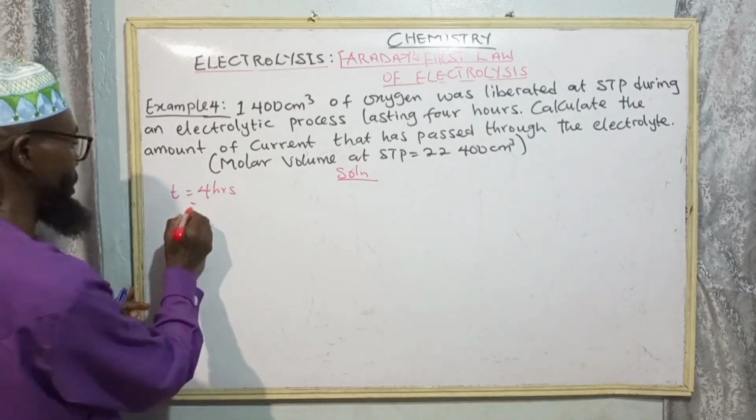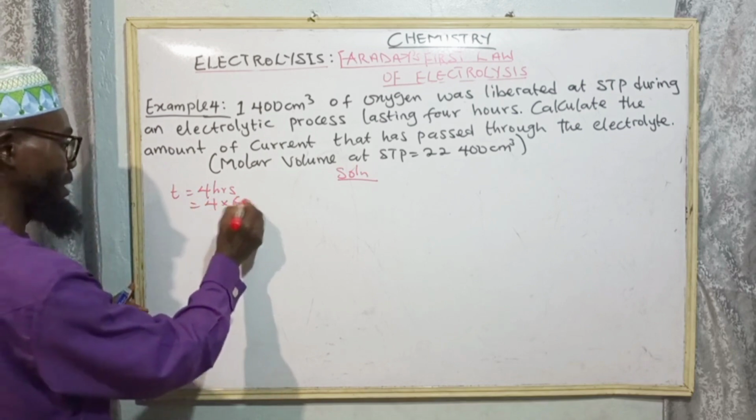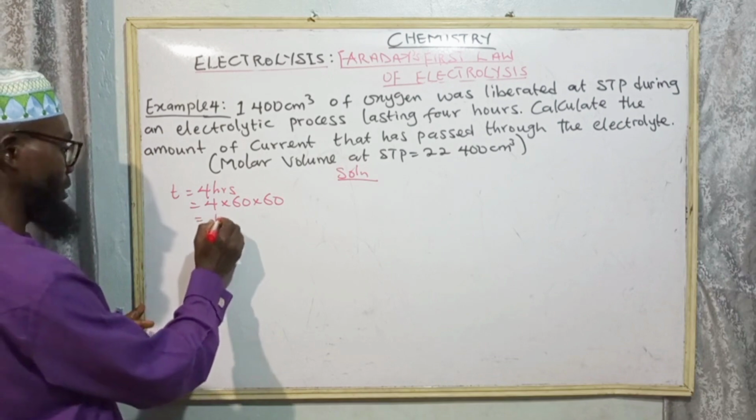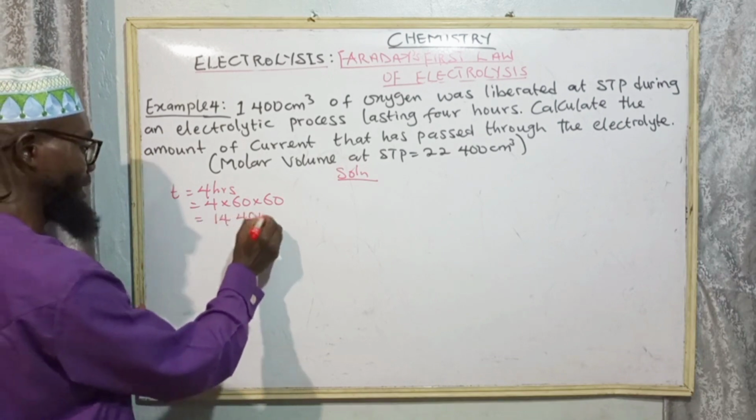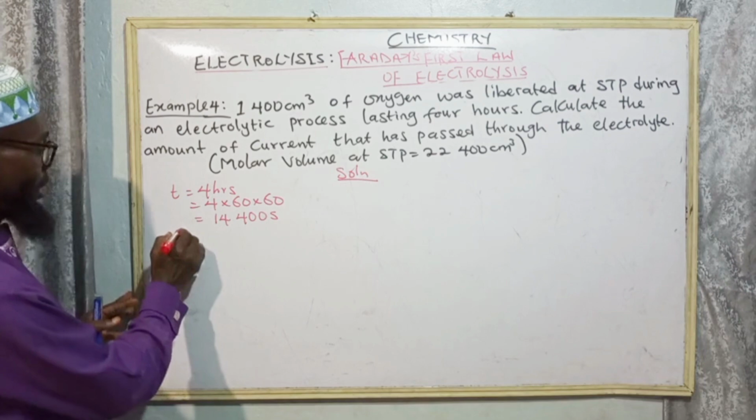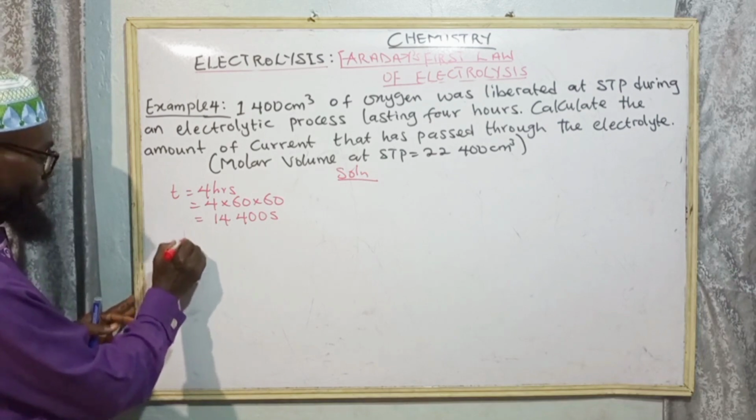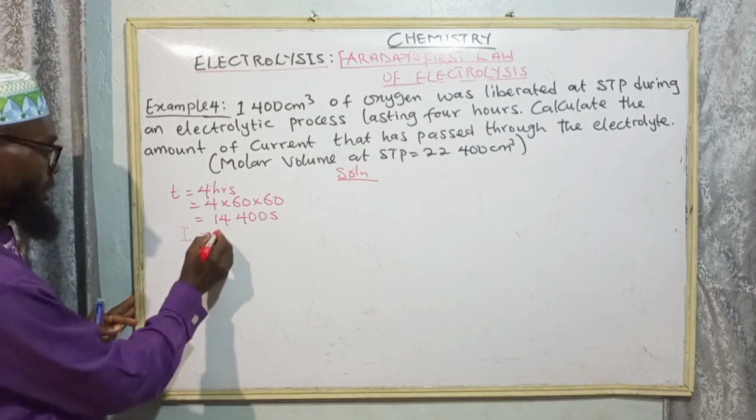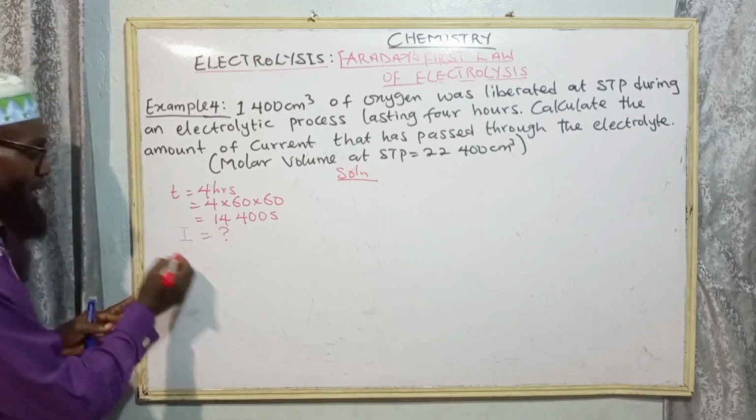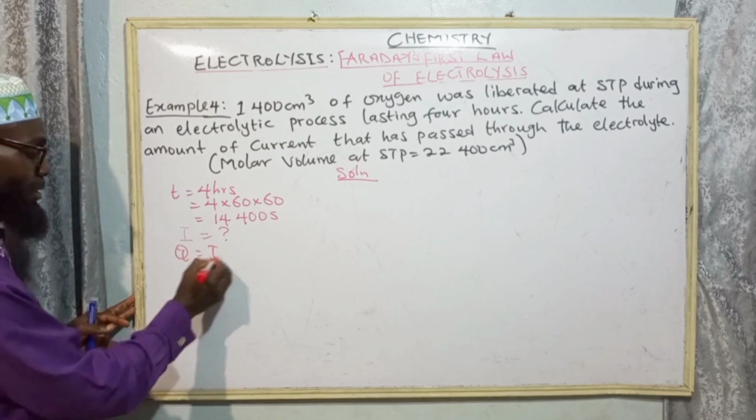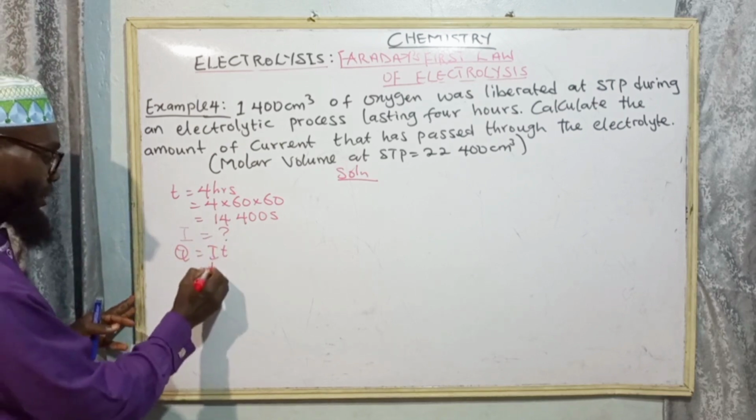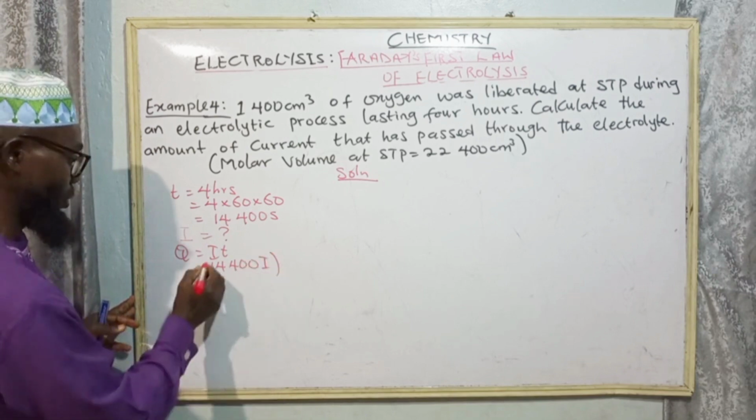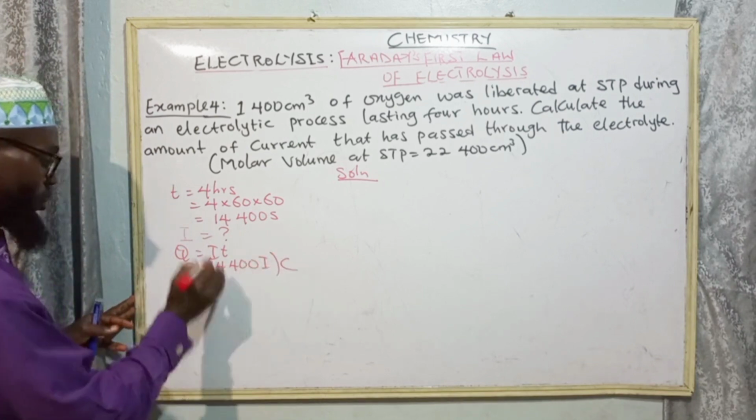Changing it to seconds, 4 multiplied by 60 times 60, we have 14,400 seconds. Our current I is unknown. Recall that Q is equal to IT. Our time is 14,400, so Q is 14,400 I. The unit is coulomb.